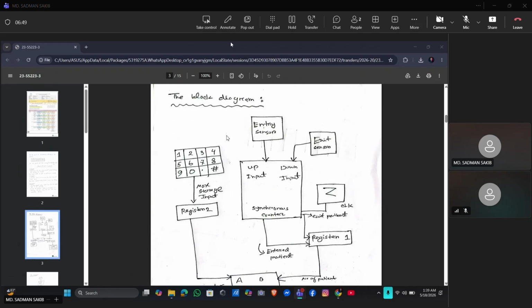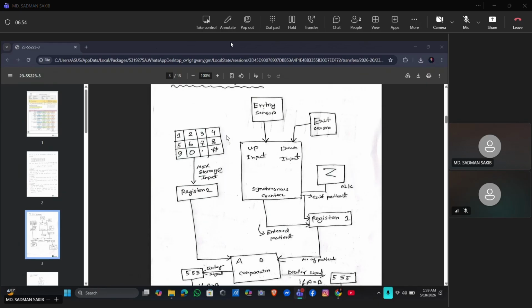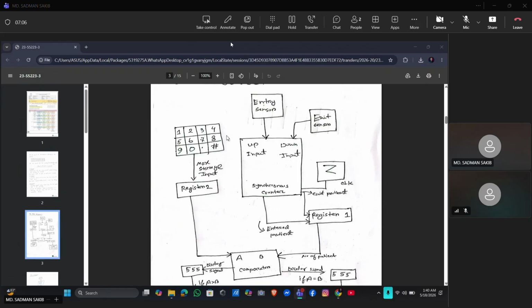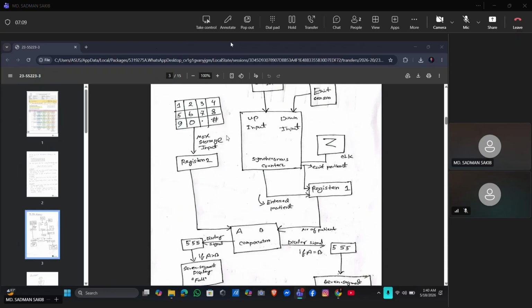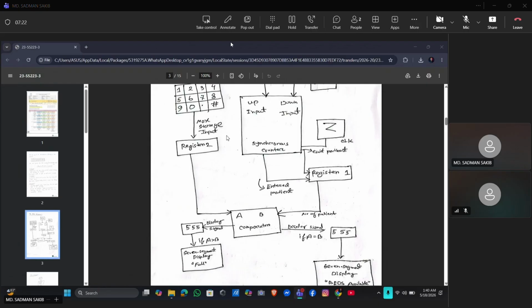This page shows the block diagram of the ICU bed monitoring system. Here, entry and exit sensors provide input to the synchronous counter. The counter keeps track of patient numbers. Register 1 stores entered and exited patient information. Register 2 stores maximum bed capacity. A comparator compares current patients with maximum capacity. If the capacity becomes full, the display shows full. Otherwise, the display shows beds available.